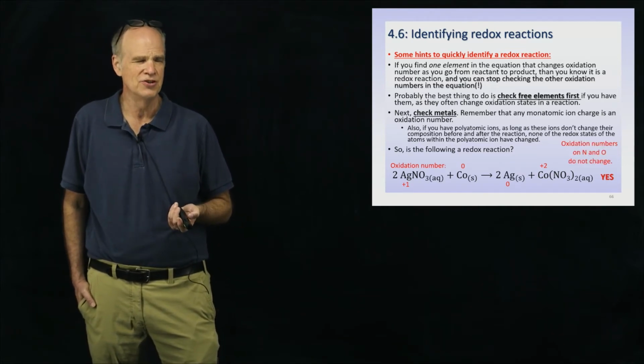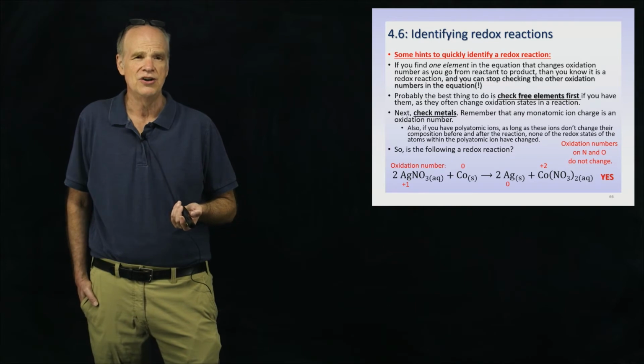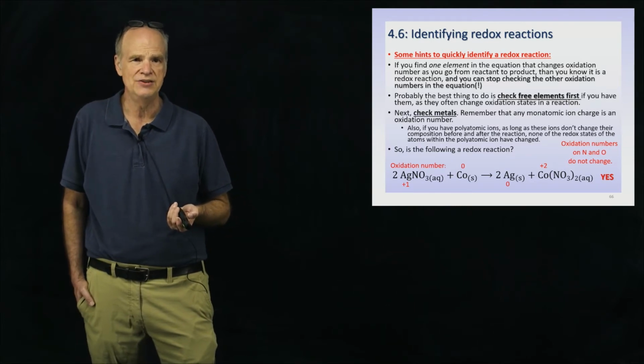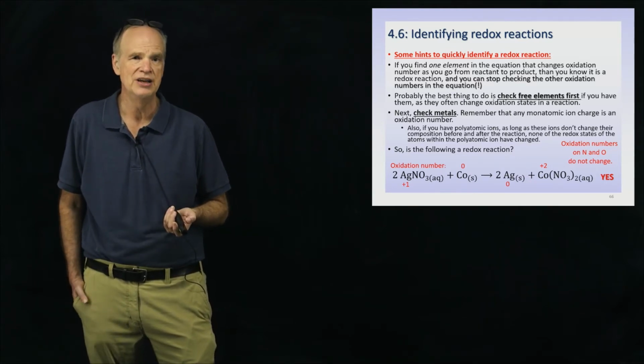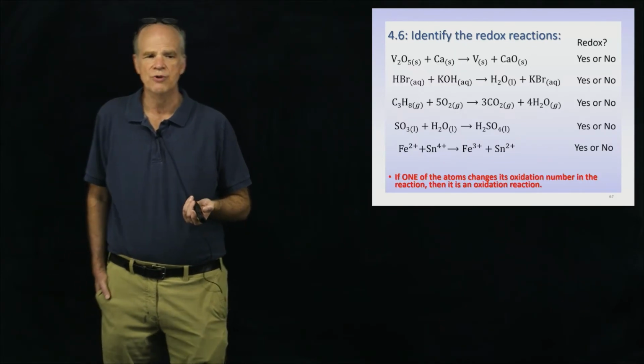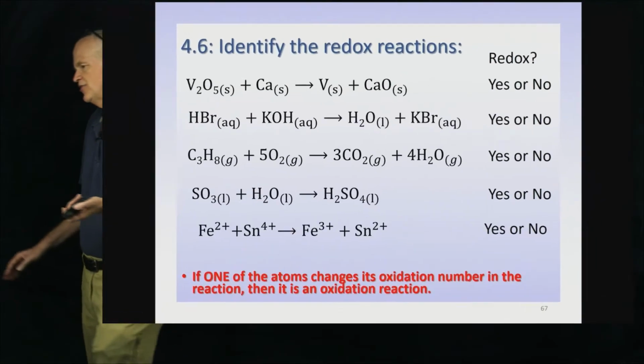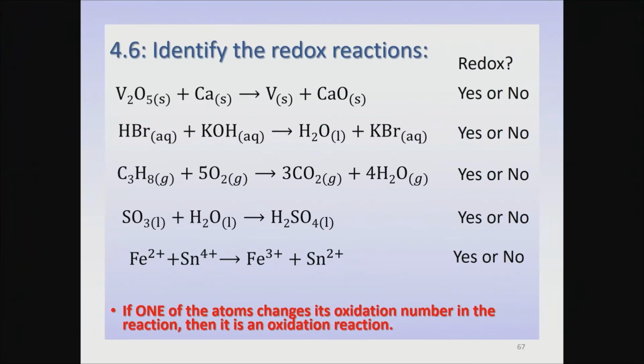And then if you look a little bit more carefully, what you would also see is that within the nitrate polyatomic ion, which you see on both the reactant and product sides of the equation, the oxidation numbers of the nitrogen and oxygen atoms are not changing. Okay, so what I want to do now is go over to the computer and get some practice here of figuring out whether these reactions that I have here are redox reactions or not.